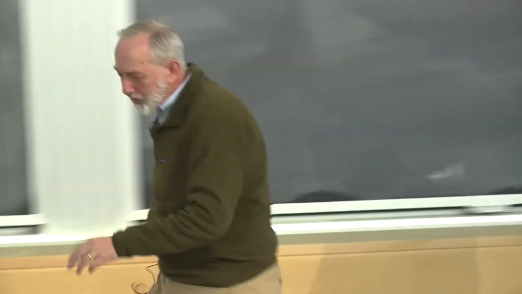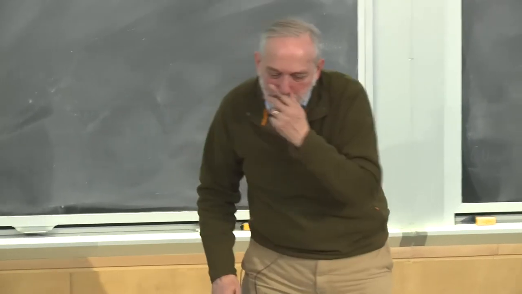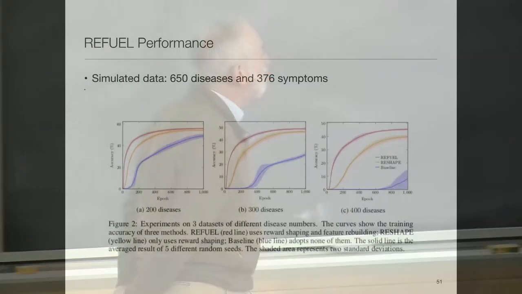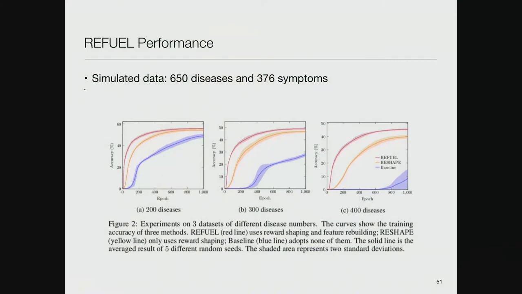So last slide. This system is called Refuel. It's been tested on a simulated data set of 650 diseases and 375 symptoms. And what they show is that the red line is their algorithm. The yellow line uses only this reward reshaping, and the blue line is just a straight reinforcement learning approach. And you can see that they're doing much, much better after many fewer epochs of training.